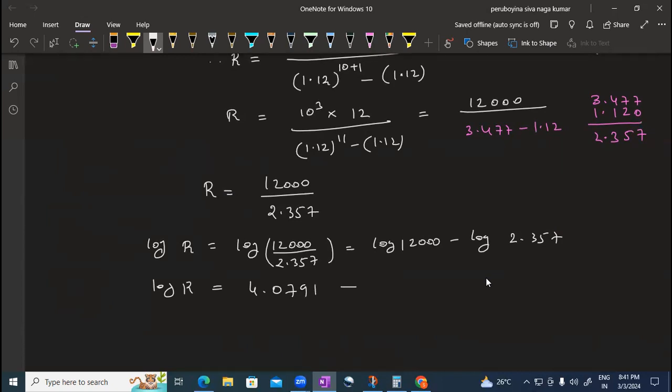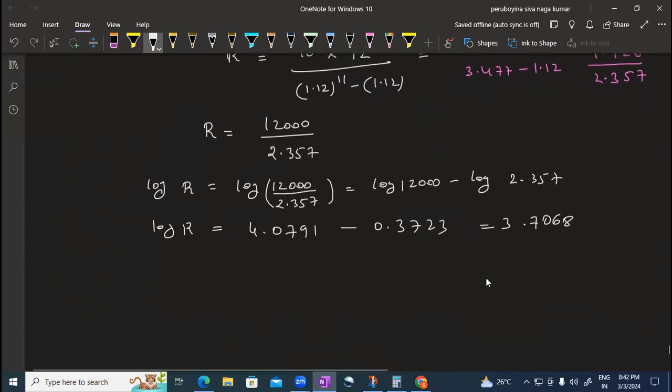So log of 12,000 means 4.0791 minus log 2.357 will be 0.3723. So 11 minus 3 is 8. 8 minus 2 is 6. 7 minus 7, 0. 0 minus 3 is 7. 3 minus 0 is 3. So 3.7068. So R is equal to anti-log of 3.7068.